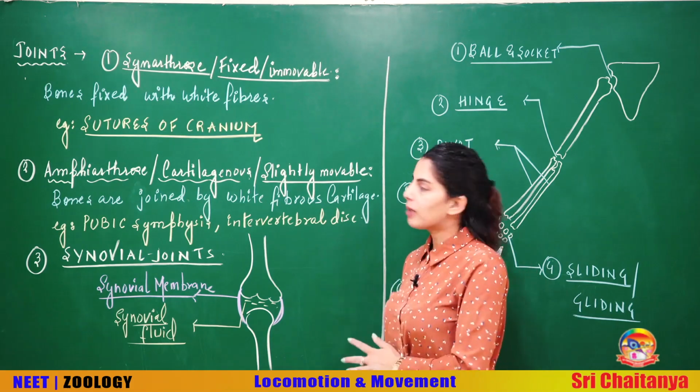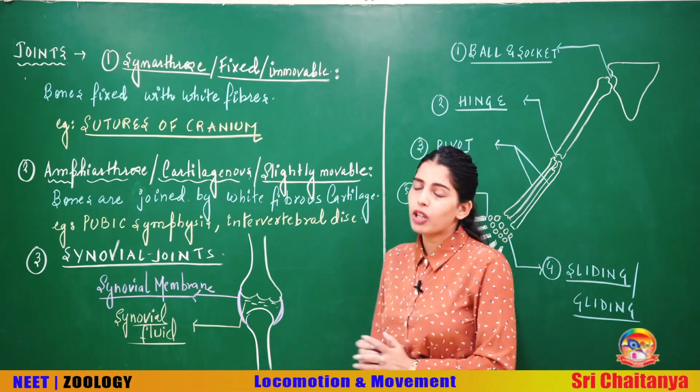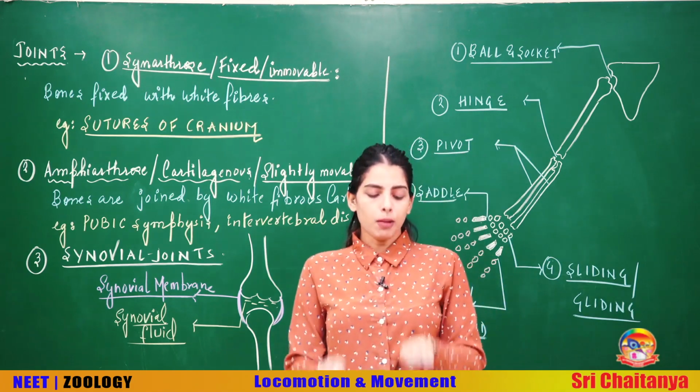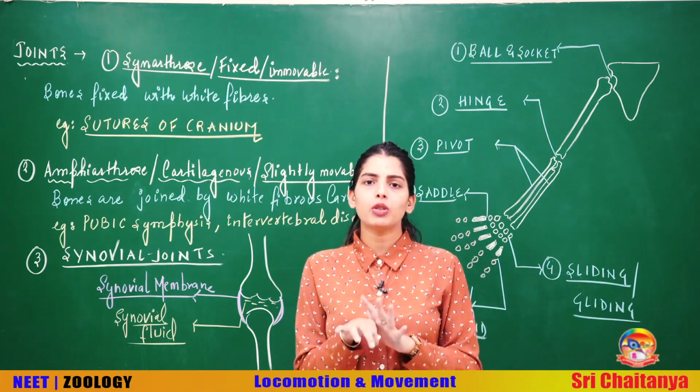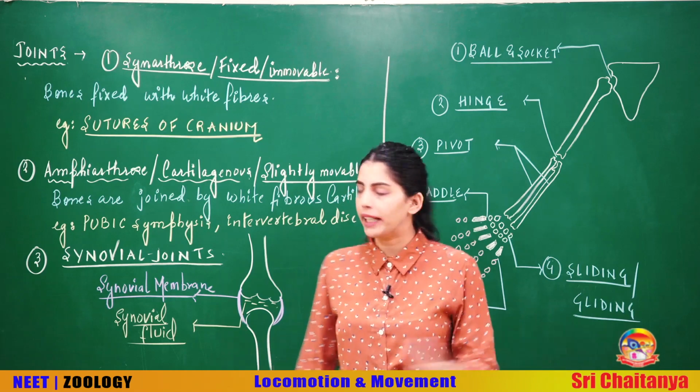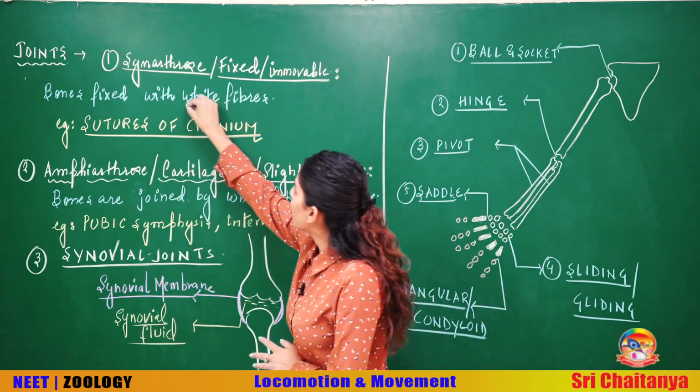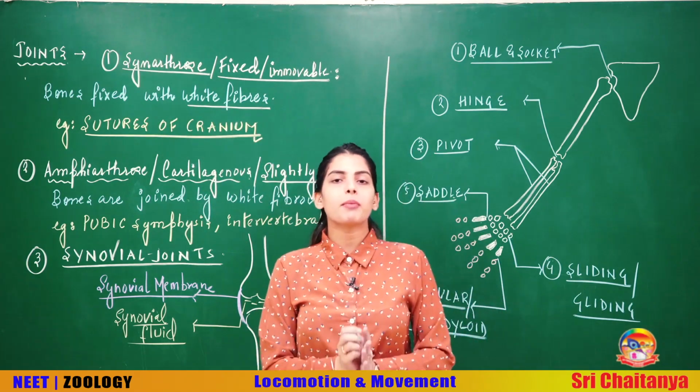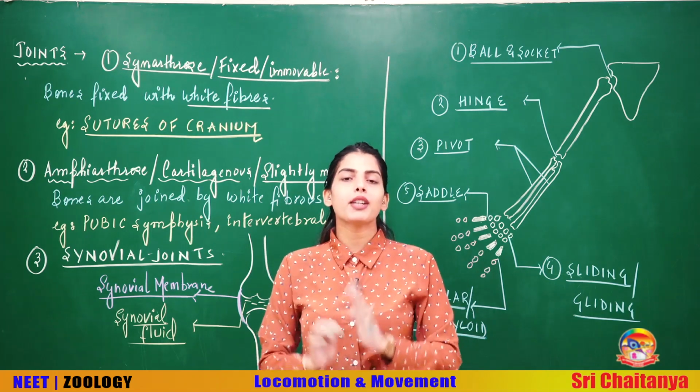So all the names you will remember: synarthrose or fixed joints or immovable joints. In this case the bones are totally fixed and they will not move at all. They will show no movement. Bones are fixed with the help of white fibers. When you are saying white fibers, remember you are saying collagen fibers.